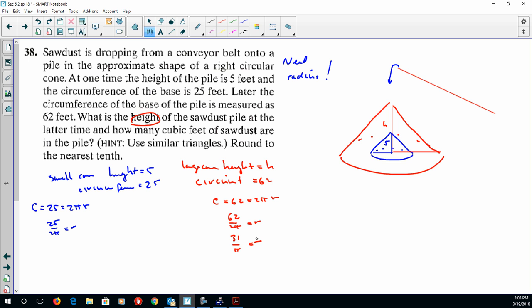Okay. Now, what are we looking at here? We need some sort of equation here. If these are similar triangles, if this little blue triangle is similar to the red triangle, then corresponding sides should be proportional. In other words, the tall height is to the short height as the big radius is to the small radius.